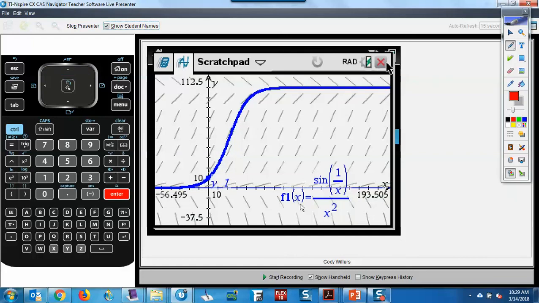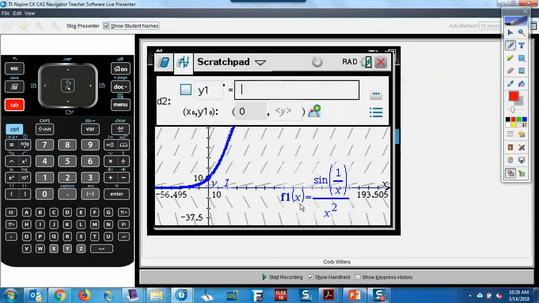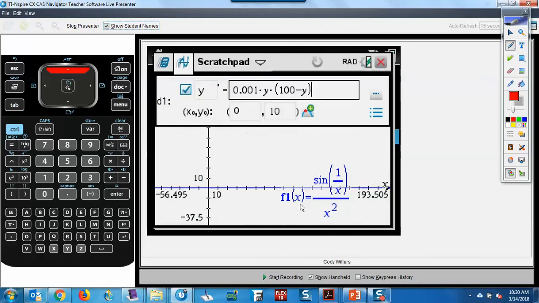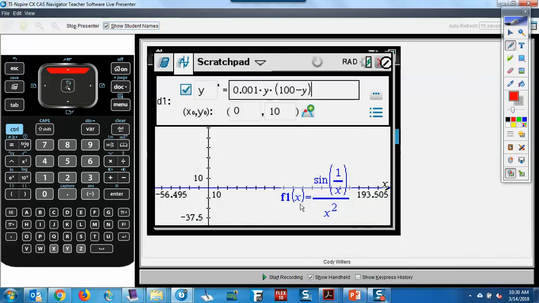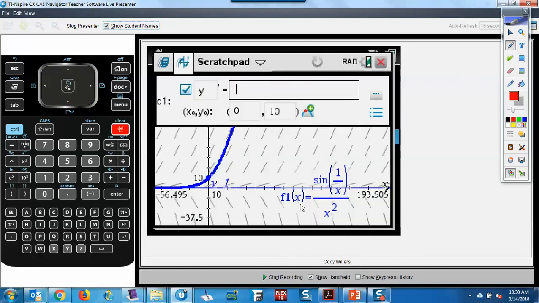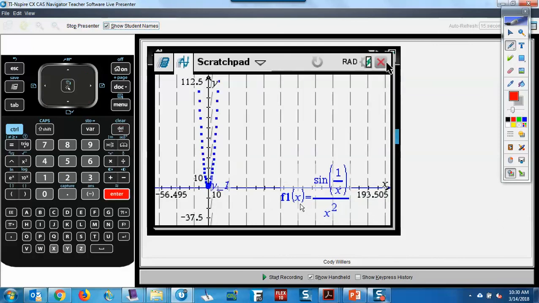And I don't know, this window's probably not going to be good. What happened? Did you not hit enter or what? y prime equals 2x. 0.5 should still be good. 0, 1. Hit enter. There you go. Okay, now let's go to our window.